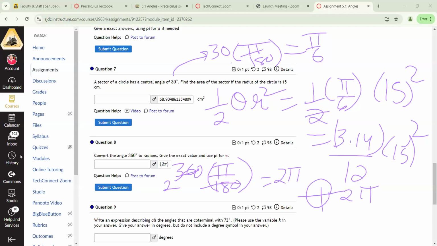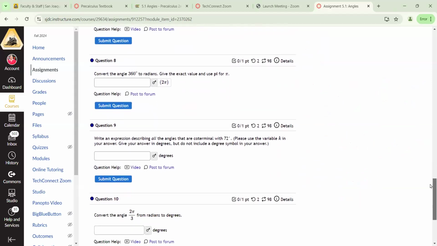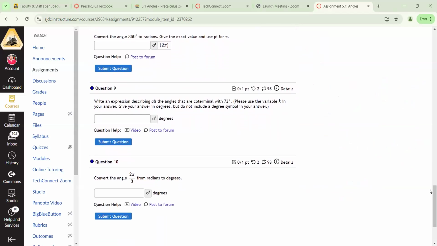Now we go further from here to the next thing. Question number 9 is saying, write an expression describing all the angles that are coterminal with 72. Please use the label K in your answer. Give your answer in degrees. Do not include a degree symbol in your answer.